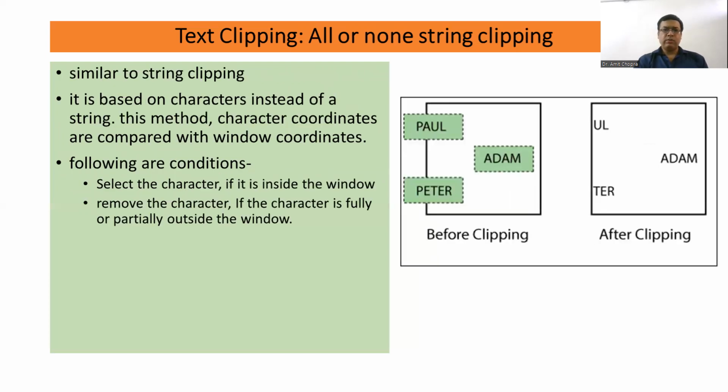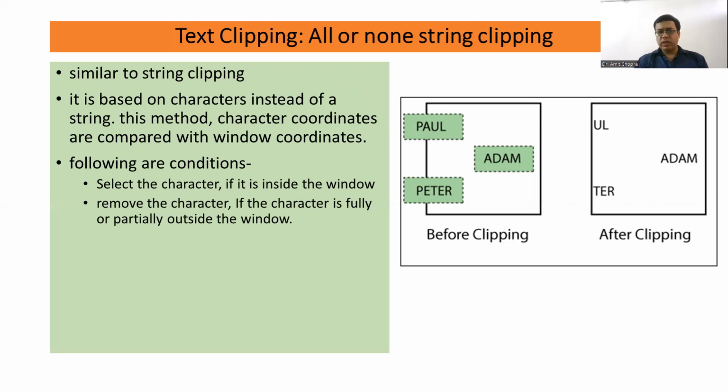Another case is similar to string clipping, but it is based on the character instead of the string. In this method, character coordinates are compared with the window coordinates. Following are the conditions. First of all, select the character. If it is inside the window, keep the character. Remove the character if it is fully or partially outside the window.